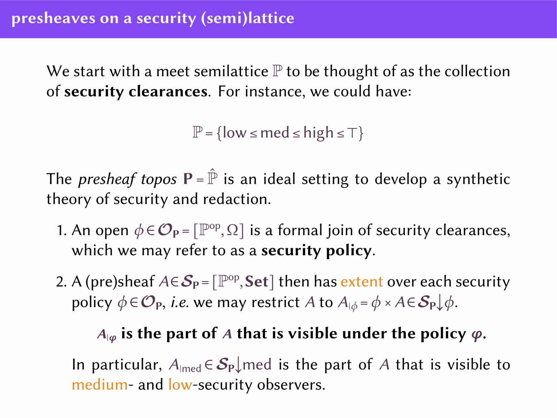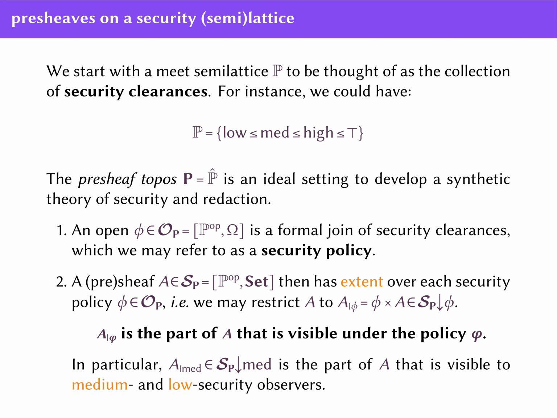We start with a meet semilattice P to be thought of as the collection of security clearances. For instance, P might have low, medium, high, and top security clearance. We can turn P into a space or a topos by taking presheaves on it. We will call the resulting space P as well.